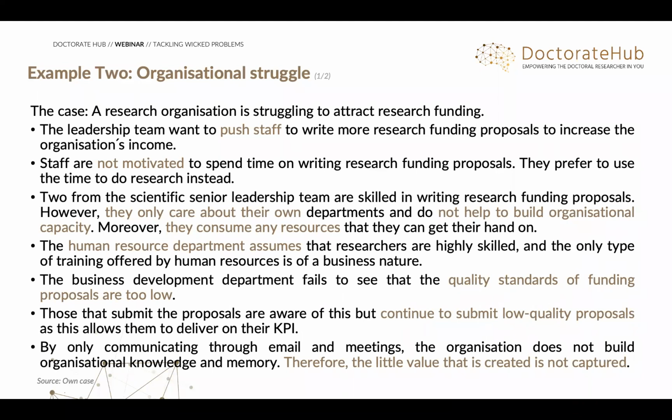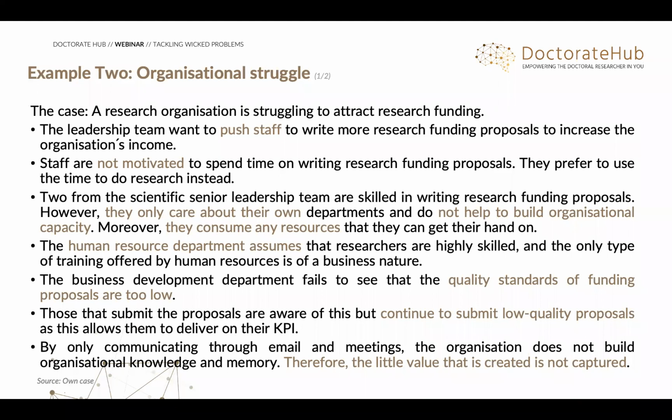However, they only care about their own departments and do not help to build organizational capacity. Now, they could help the organization to perform better, but they decide not to do so. They only care for themselves. But to make it even worse, they consume any resources from other groups that they can get their hands on.